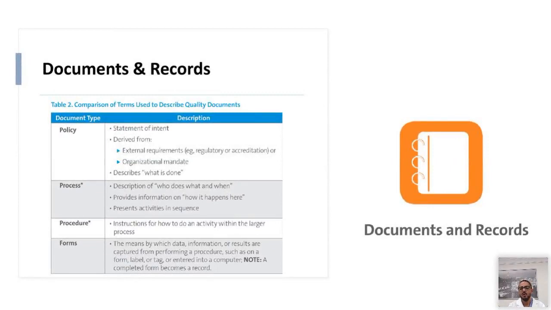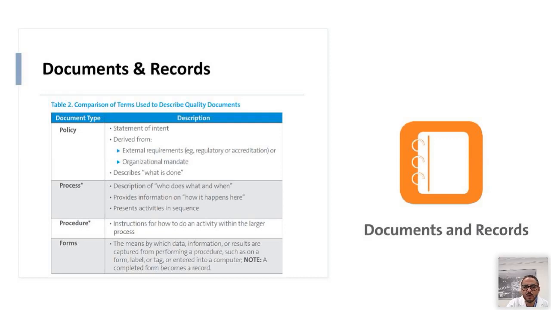Documentation plays a very important role, and you can see it in each and every step of the 11 explained steps. So documentation is very important. And as you all know, there are 4 types of documents within the lab, whether it's policy, process, procedure, or forms. This table just describes the definition of each type of document.